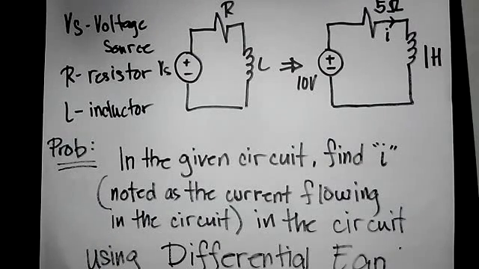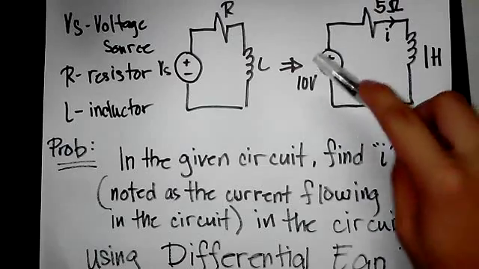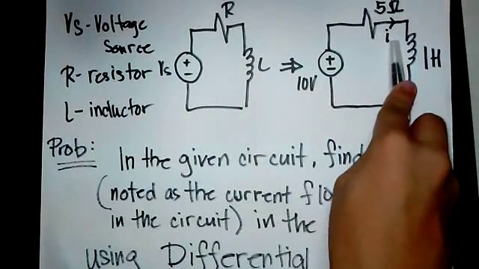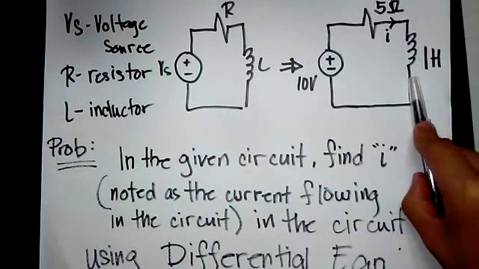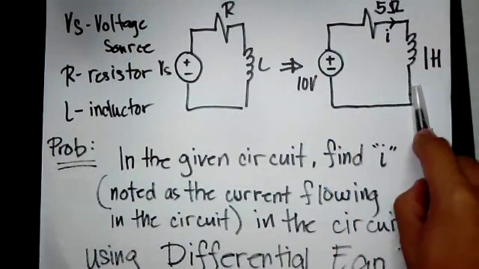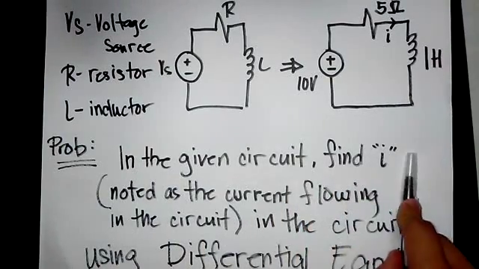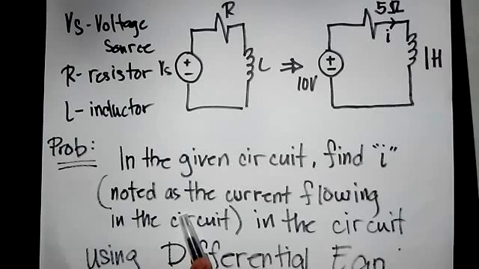I'm an ECE student, which stands for Electronics and Communications Engineering, and we handle circuits. Now, with the given RL circuit diagram, there are values in the circuit for the voltage source, resistor, and inductor. The voltage source is equal to 10 volts, the resistor is equal to 5 ohms, and the inductor is equal to 1 Henry. The problem is, in the given circuit, find I, noted as the current flowing in the circuit, using differential equations.